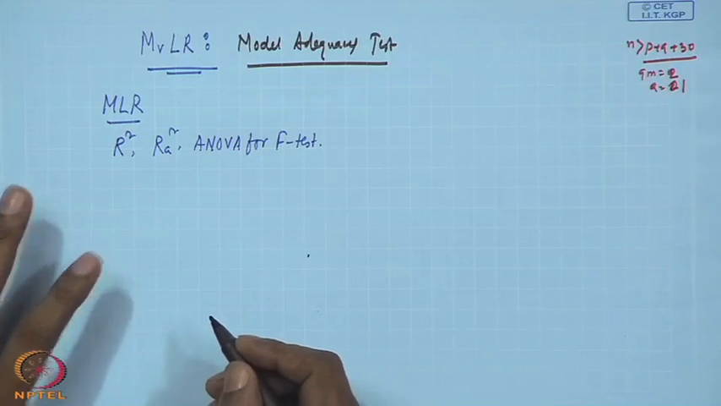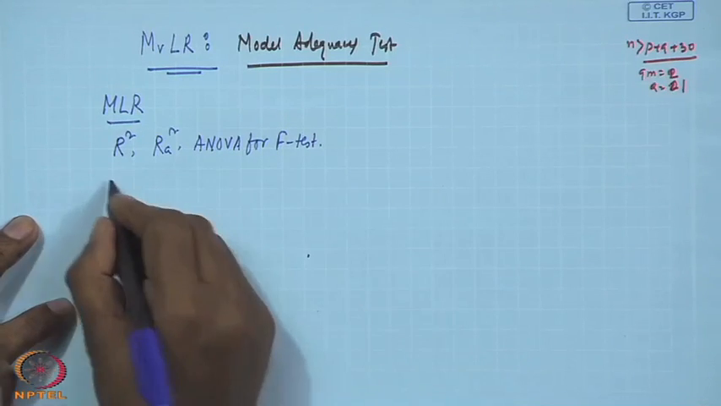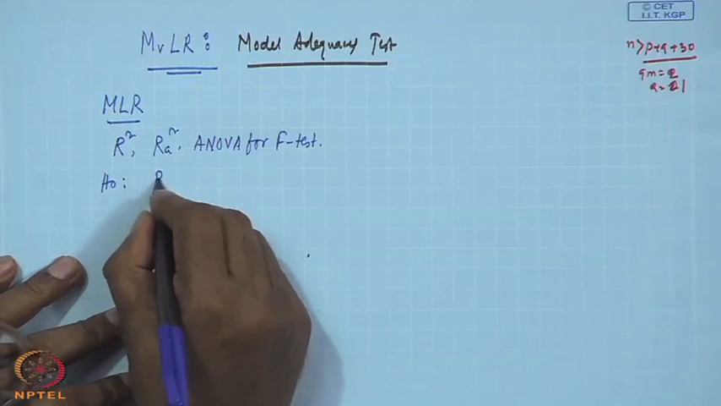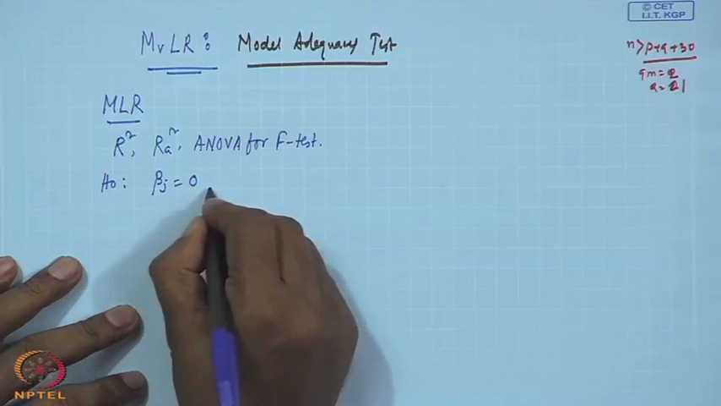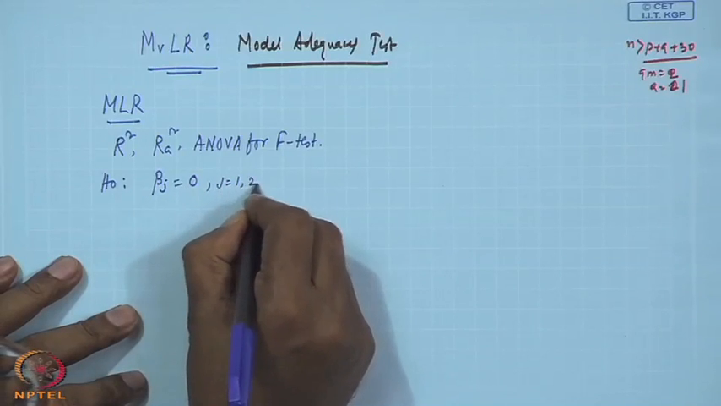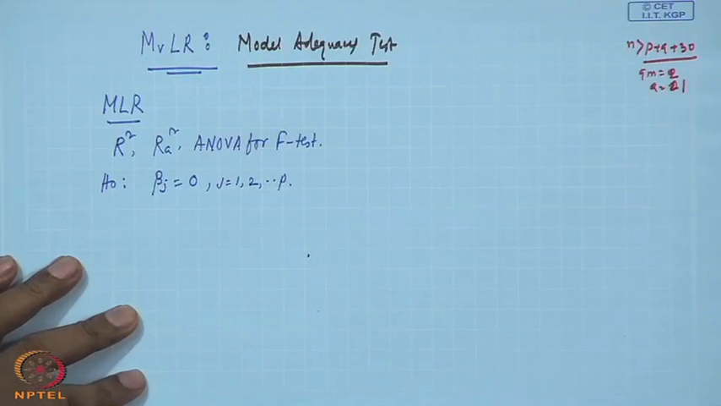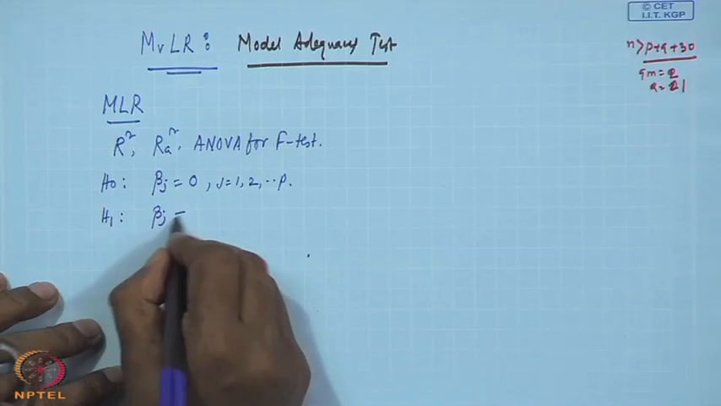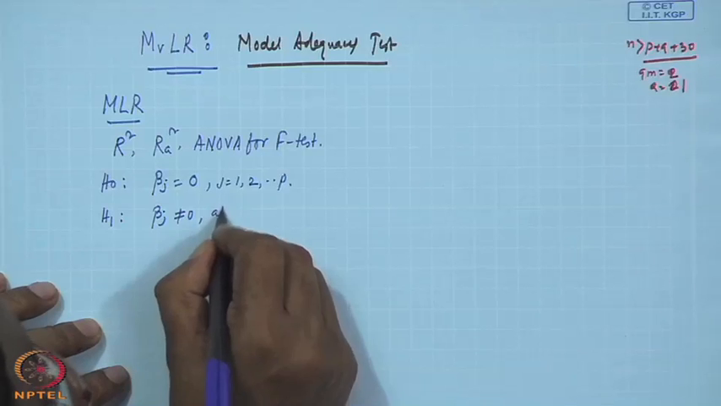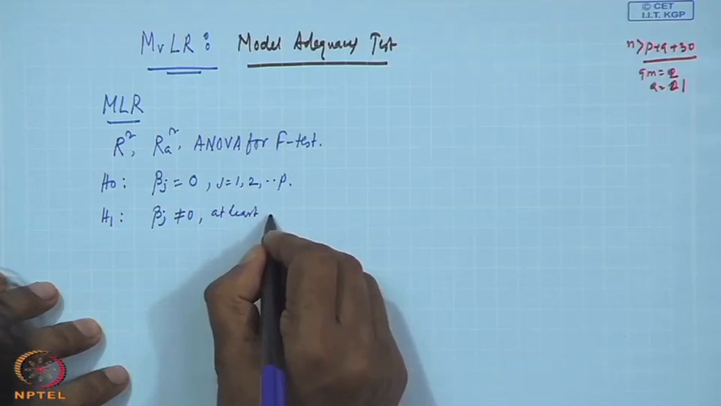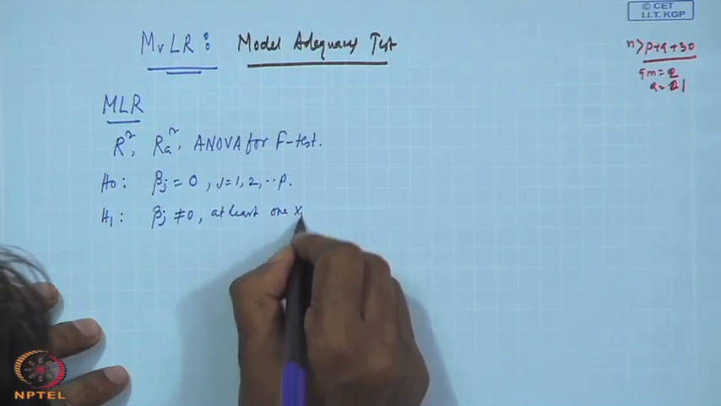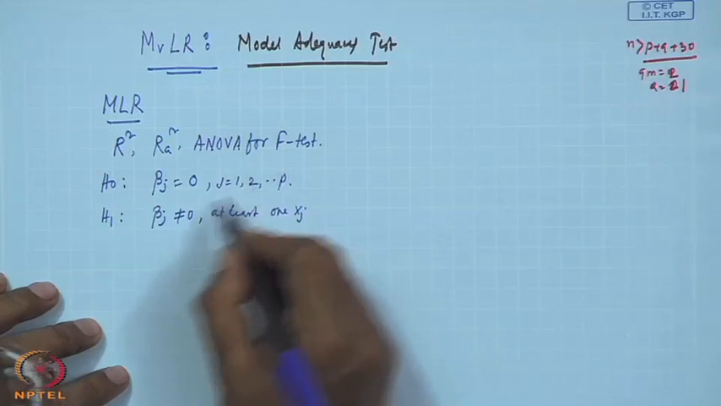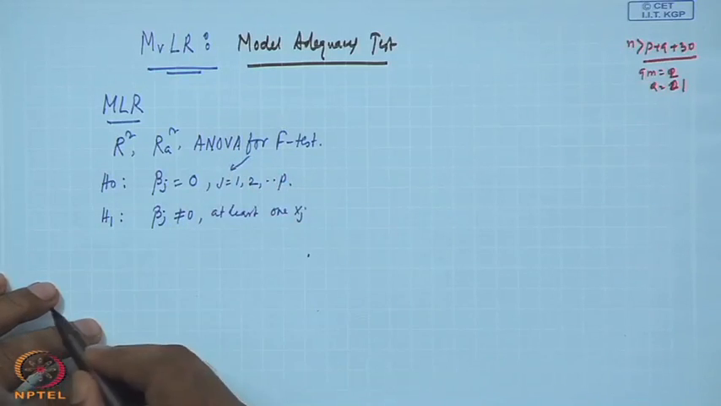Correct. Basically, we set certain hypotheses. The null hypothesis is beta j equal to 0 for all j equal to 1 to p, and the alternate hypothesis is that beta j is not equal to 0 for at least one xj. That was the hypothesis we tested, and we used this ANOVA table like this.